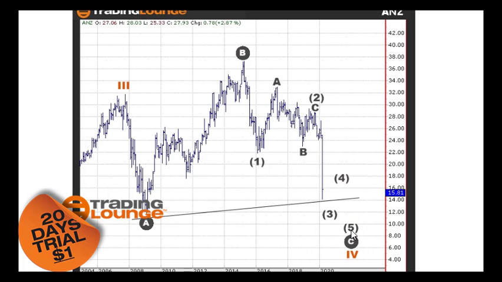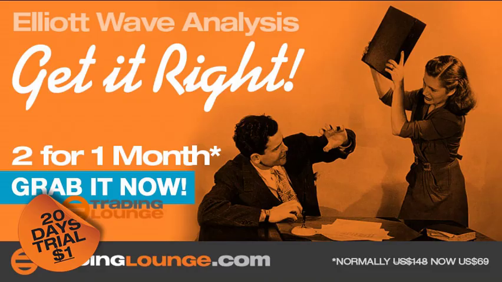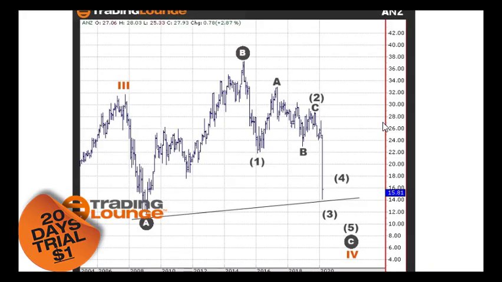And also, this has taken quite some time from this top here to complete wave 1 and 2 here. So we still have to get wave 3 and 4 here. So this could drift on for quite some time here, a couple of years easy at this point here, before we see a move up at that point.